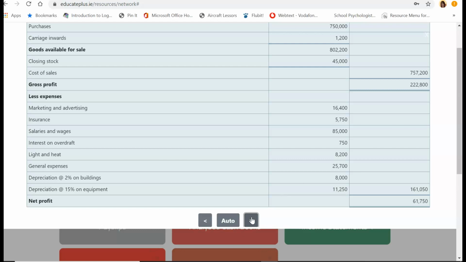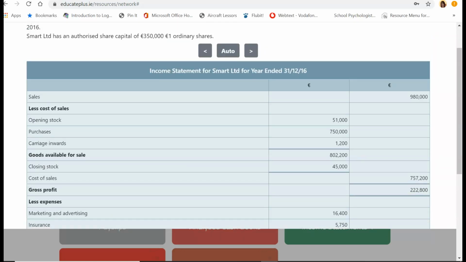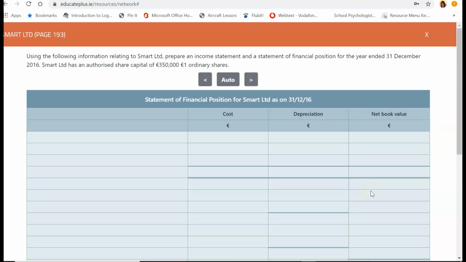From there we're going to prepare our statement of financial position. It always begins with our fixed assets. So we have buildings here, and we've already calculated the depreciation of 8,000, minus that to get a net book value of 392,000. Then we have our equipment minus our depreciation that we calculated already, 63,750 in total.